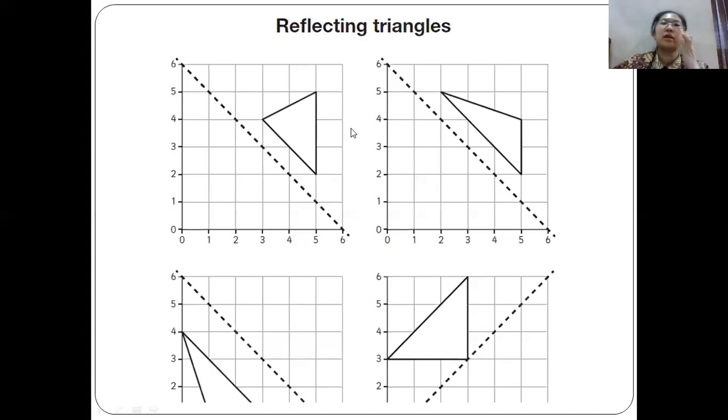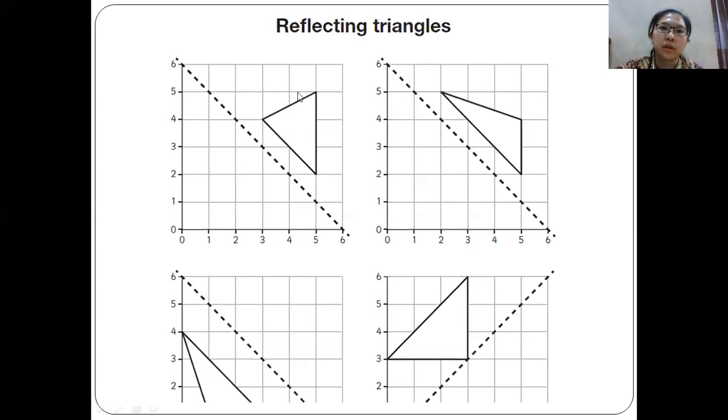Okay, this is what you have to do today. Refracting triangles. You can download this from EPOS. This is the original shape. You draw the refraction here on this side. I'll try to explain one for you.